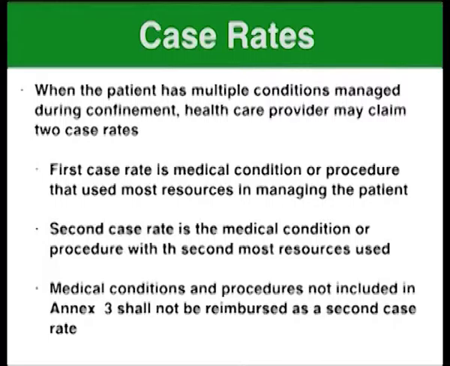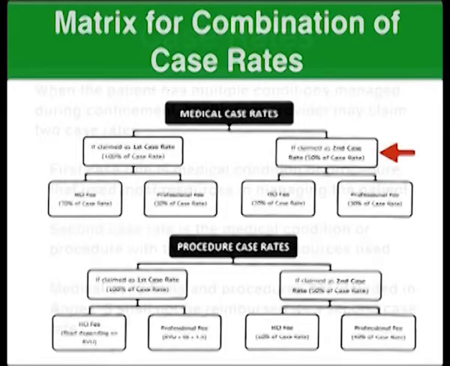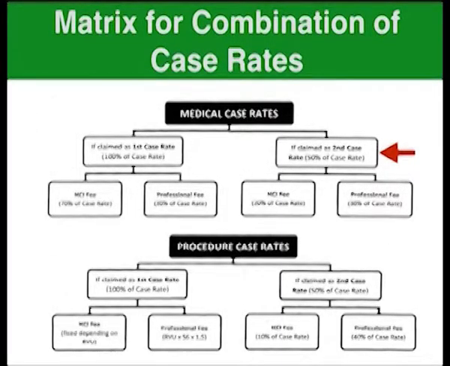Medical conditions and procedures not included in Annex 3 shall not be reimbursed as a second case rate. For a claim with a combination of case rates, the provider shall be paid the full case rate amount for the first case rate plus 50% of the second case rate.